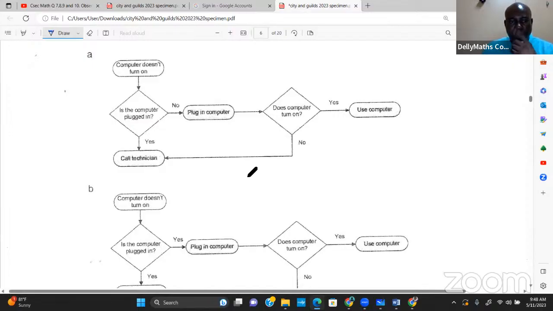If the computer is plugged in, yes, all right. Okay, call the technician. This sounds good. No, plug it in. This sounds good too, right? So if it's not plugged in, if it's a no, I plug in the computer. Then it says, does computer turn on? Yes, use the computer. No, call the technician. A sounds good.